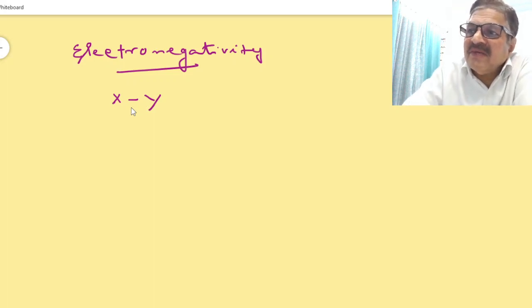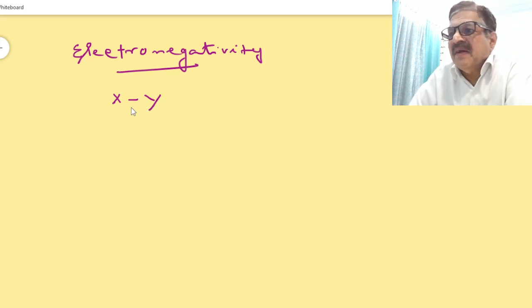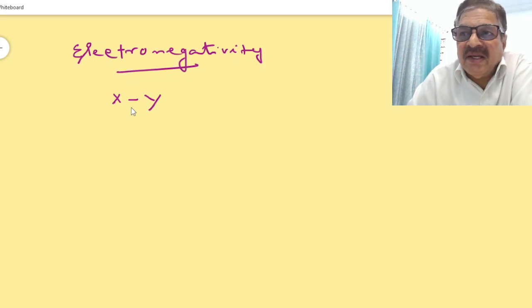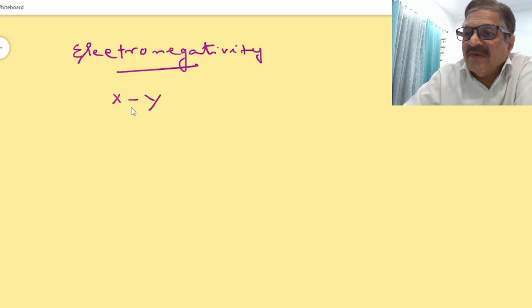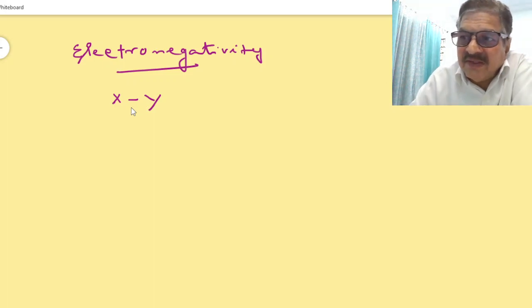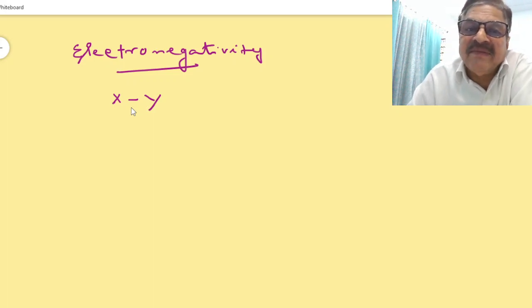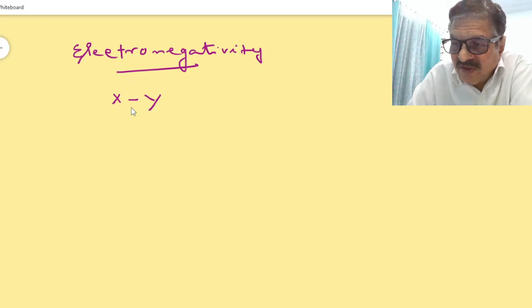So we can say it is an attraction for the electrons in the bond, correct? In the periodic table, electronegativity increases across the row because the nuclear charge increases. Then electronegativity decreases down the column as the atomic radius increases, therefore pushing the valence electrons farther from the nucleus. So this is the most electronegative element.